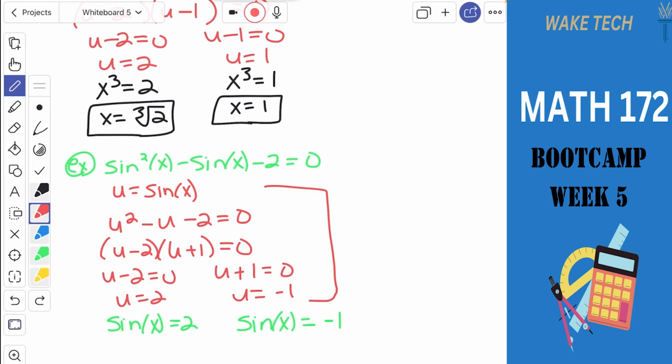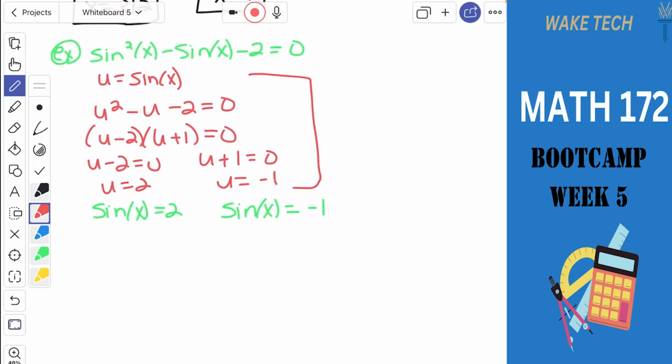Okay, questions about factoring at all? Because next we're going to make an abrupt change of course and talk about modeling with trig equations. All right, so modeling with trig equations.